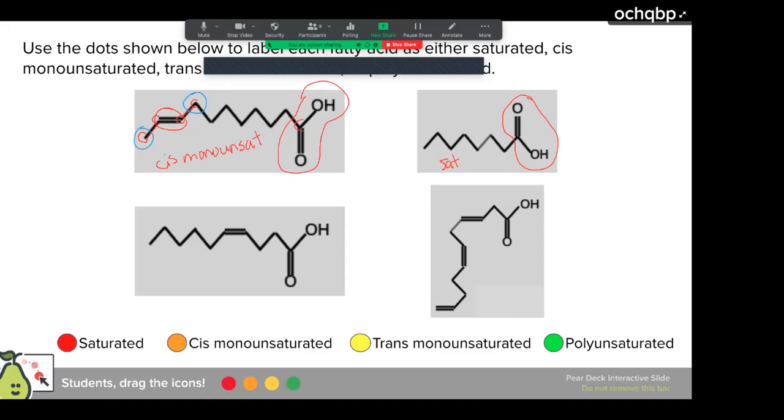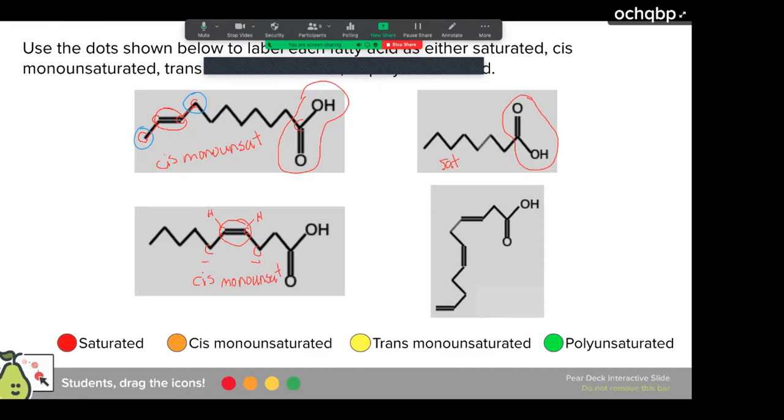Okay. And then here we've got another carbon-carbon double bond, but this time carbon, carbon, carbon, carbon. These two carbon atoms, or if you prefer, of course, there are hydrogen atoms that aren't shown in the diagram. They're on the same side of that carbon-carbon double bond. So this is a cis monounsaturated molecule. So just a little bit of practice differentiating between cis and trans fatty acids.